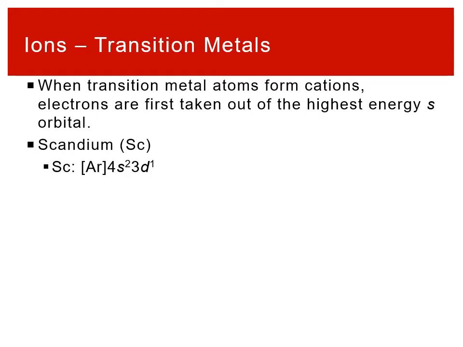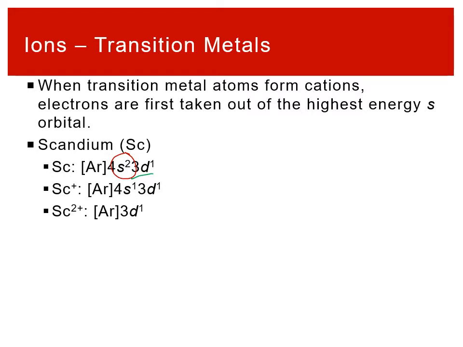If we're going to ionize these and form cations, we're going to take electrons out. Normally we would think we would start at the end with the 3d. But instead, we take electrons out of the 4s first. Whenever you're going to remove an electron, you always start by taking them out of the 4s. So scandium plus becomes 4s1, 3d1. The 3d electron sticks around when you take that first one out.